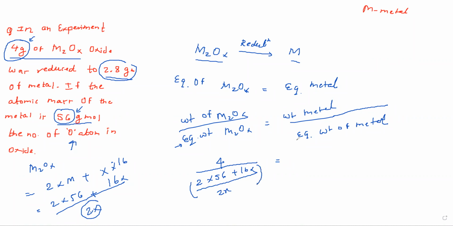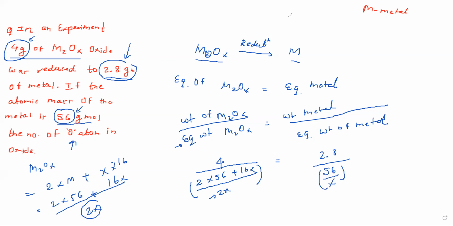Now the weight of the metal. What is the weight of the metal? M. How many metals are here? Only one. How many metals are there here? Two. So that's why here it is 2x. The weight of the metal is 2.8, they have reduced 2.8, upon the equivalent weight of the metal, which is 56. So 56 upon x. Now why do I have to write x?